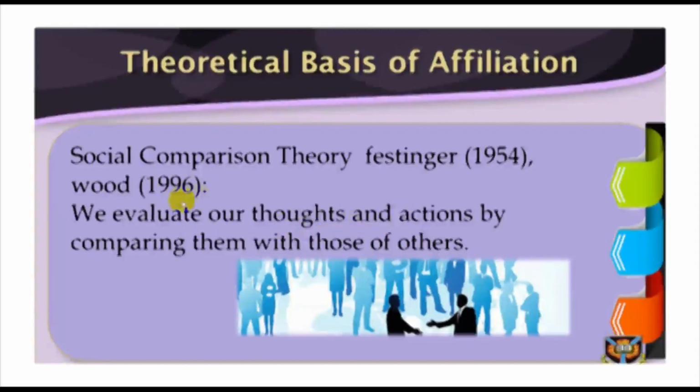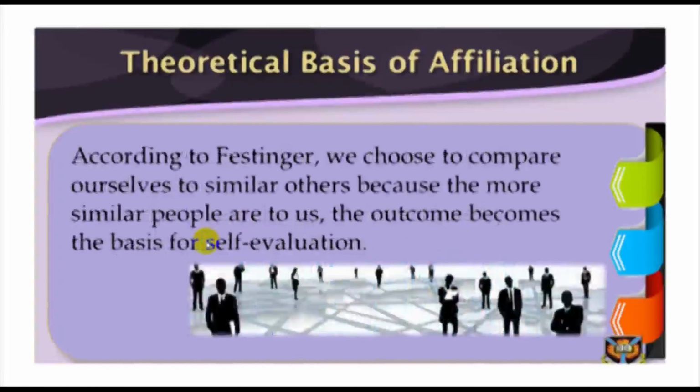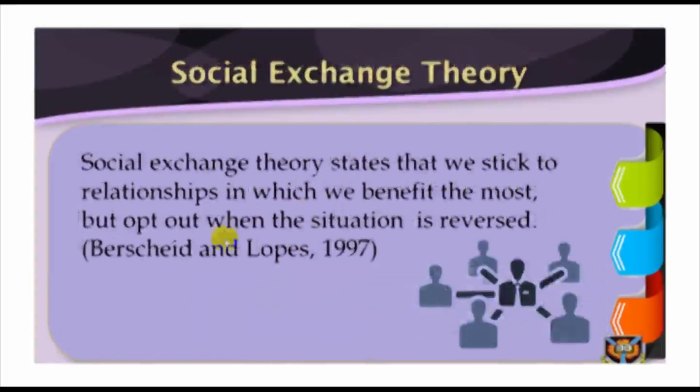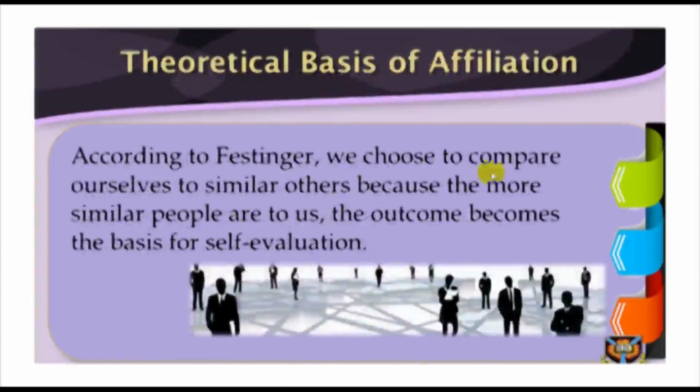Consequently, we compare ourselves with significant others in the social environment, and the outcome of such comparison becomes the basis for self-evaluation. Generally, we resort to social comparison in situations where we are not certain about some aspects of our lives, and in which case we compare ourselves to people who are similar to us in certain regards. According to Festinger, we choose to compare ourselves to similar others because the more similar people are to us, the more likely we will be to use the information gained in better understanding ourselves and future plans of action.